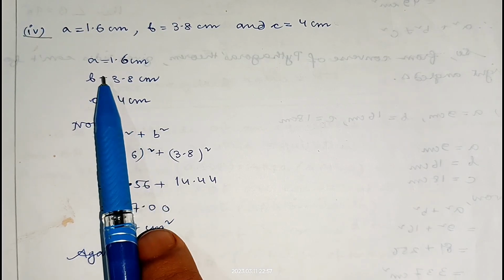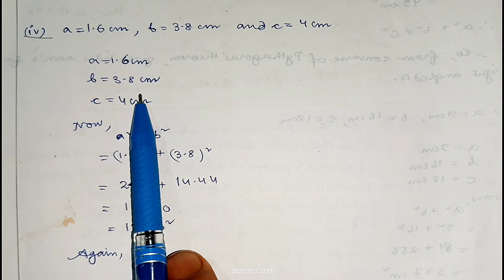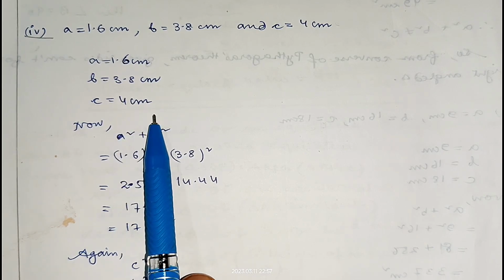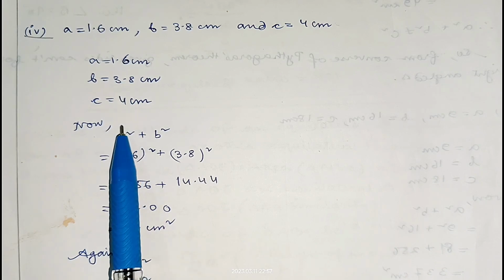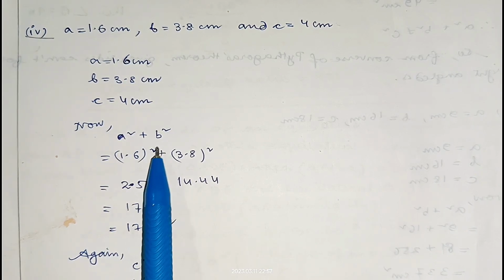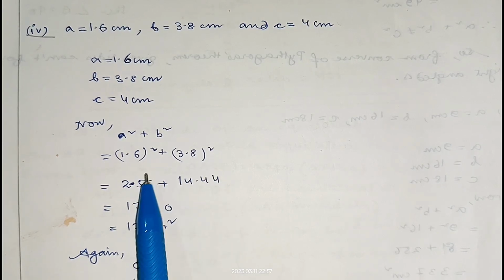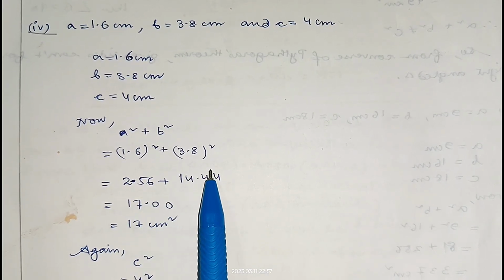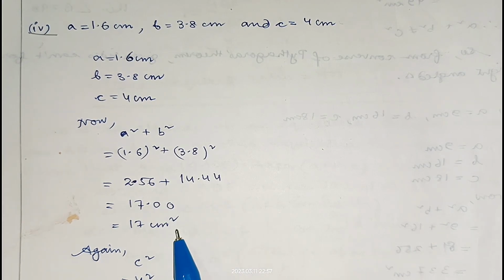In number 4, it is given A is 1.6 centimeter, B is 3.8 centimeter and C is 4 centimeter. Here out of these three, A and B, these are smaller sides. So A square plus B square, it will be 1.6 square plus 3.8 square. 1.6 square is 2.56 and 3.8 square is 14.44. If I add, it will be 17 centimeter square.